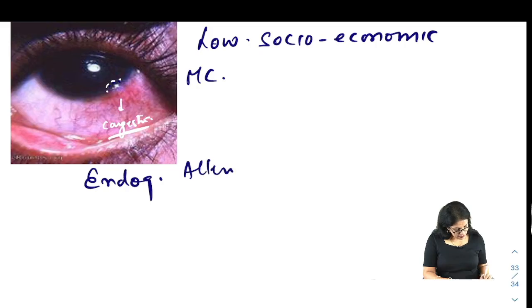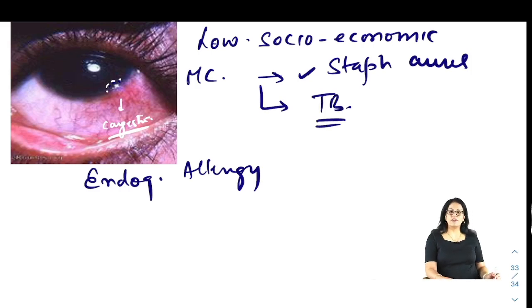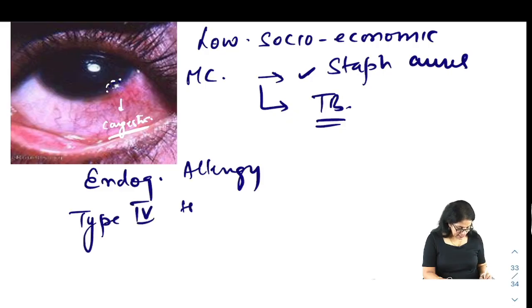The most common etiology here would be Staph aureus. And second most, of course, if this is not given, then the next is tuberculosis. Right? We all remember this? Yeah. And of course, what else? It's a type 4 hypersensitivity reaction. This is another exam question. And treatment would be you have to give steroid.